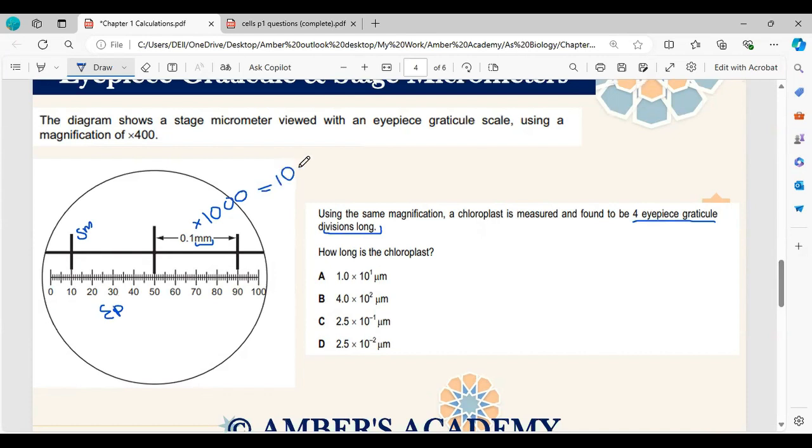So this is our conversion that we have established. Okay. So this is the, what do we say? This is the length of the stage micrometer, that this is one division.